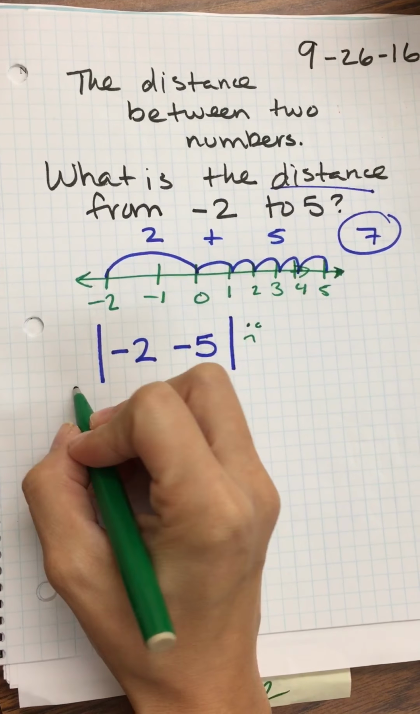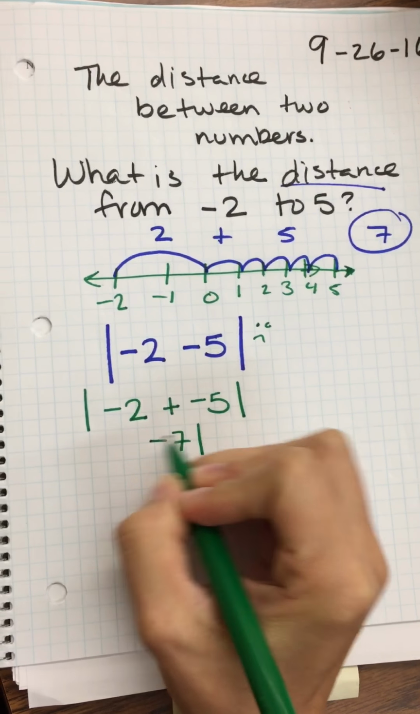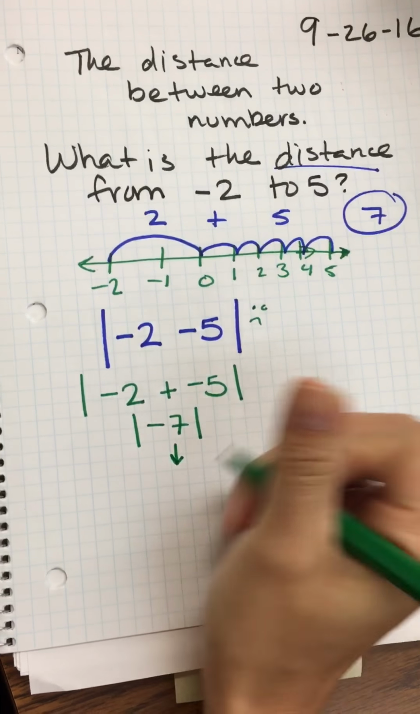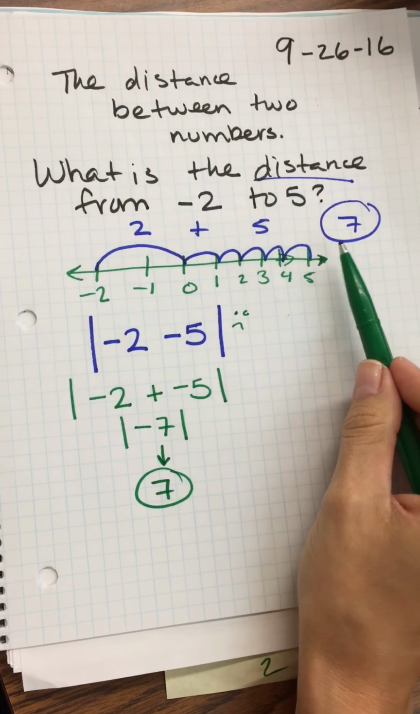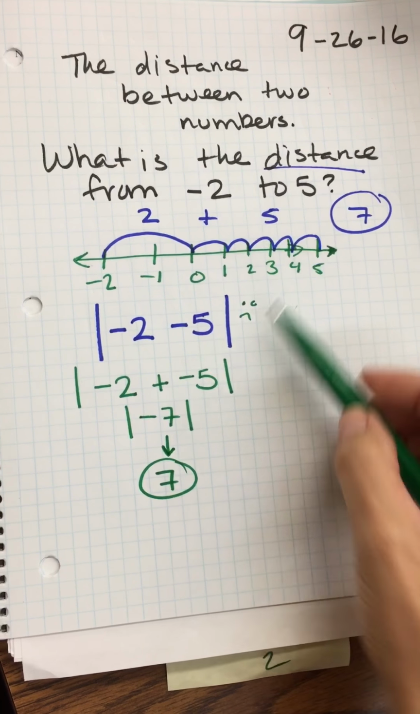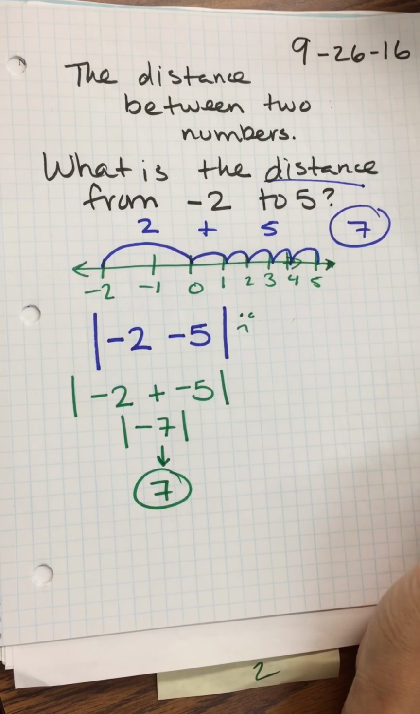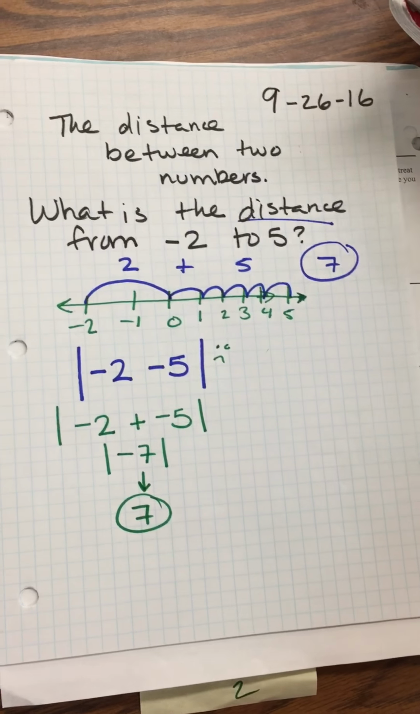All right, so we write -2 plus -5 in the bars. What's -2 plus -5? -7 in the bars. Take it out, you're left with 7, the same answer. So there's 2 options. You can either do it on the number line or you can set up a math problem, but you should get the same answer. All right, so let's go ahead and do another problem.